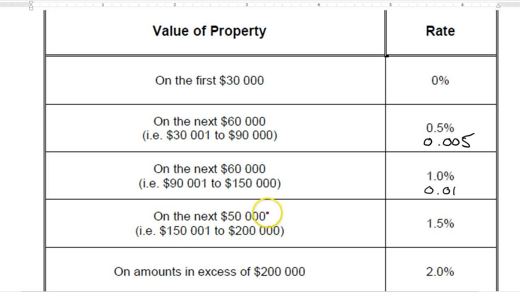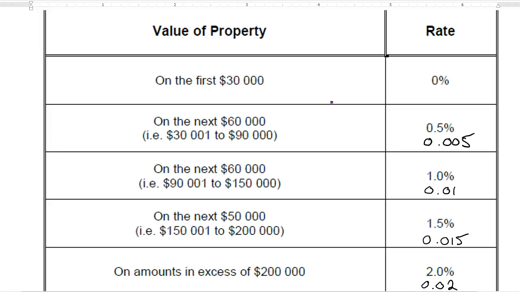Now the next 50 for this chart, 150,000 to 200,000, we have 1.5%, 0.015 as a decimal. And anything over 200,000, it's 2%, 0.02 as a decimal. Now this chart can change from year to year, but for this course we will use this as our standard chart.